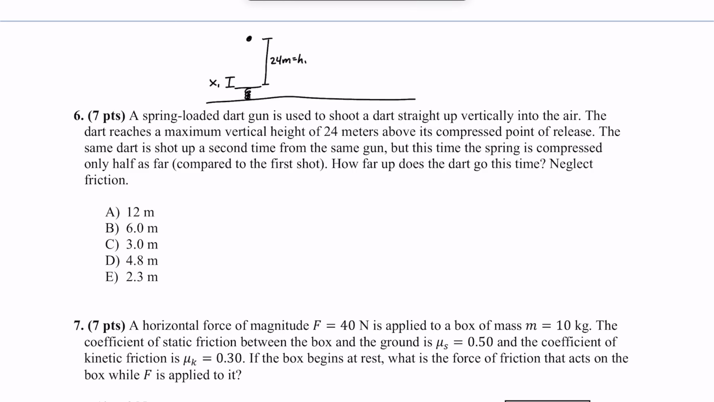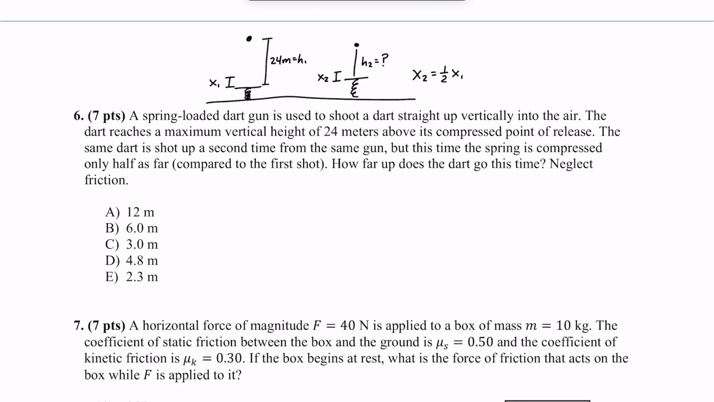The next part says that the same system is used, but this time the spring is only compressed half as far. So maybe that's x2, and we want to know how high does the object go above the release point, if x2 is 1/2 that initial compression distance x1. To solve this, let's set up a statement of conservation of energy.